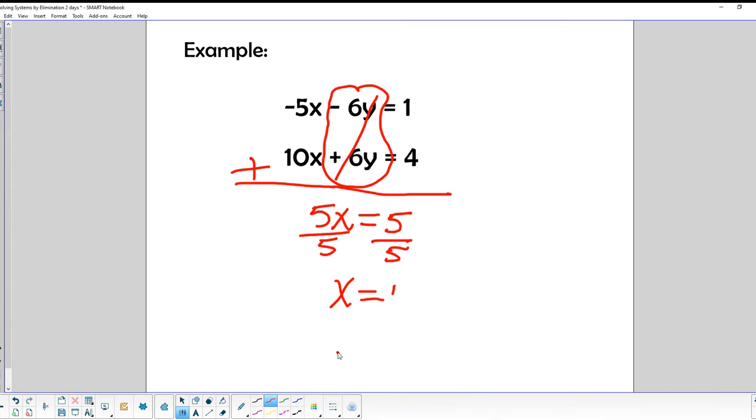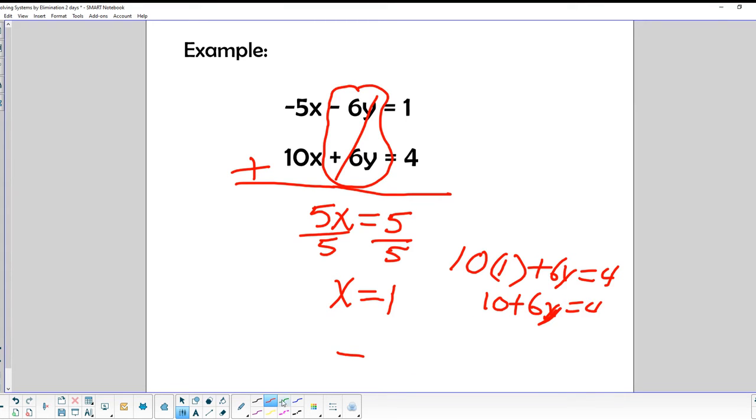So if x equals 1, then what are we going to do to find y? Well, we're going to substitute this 1 back in for x, either here in this equation or up here in this equation. I'm going to use the second equation just because I like the way it looks. It has more positives in it. So 10 times 1 plus 6y equals 4. 10 times 1 is 10, so I have 10 plus 6y equals 4.